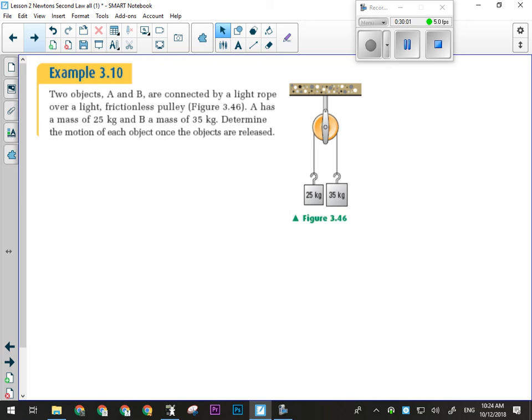What's the only force acting in this system? Gravity. Does it affect the two boxes equally? It does not, because one box will have a greater weight than the other. All right, we'll talk about that one on Monday.